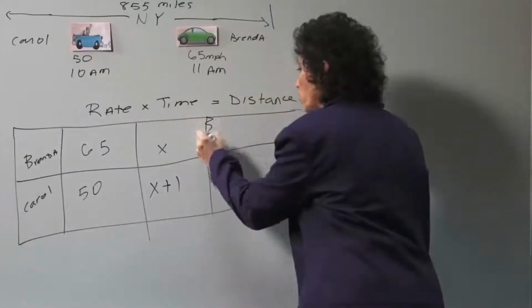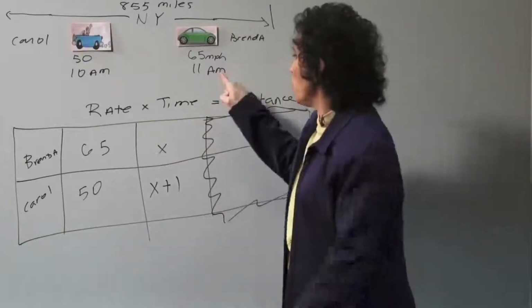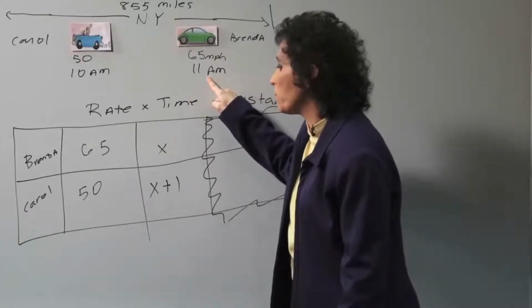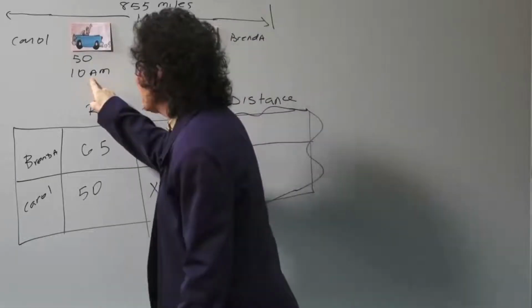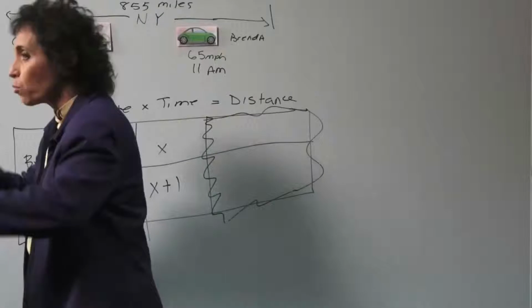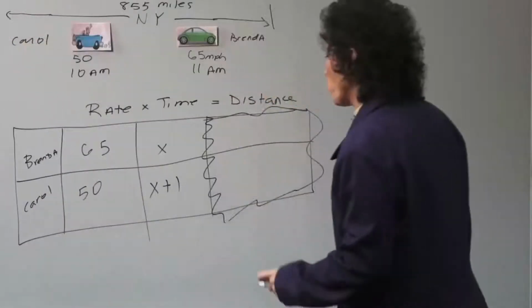So we squiggle. Be very careful about doing this. This is one more, so this gets the X plus 1. Be very careful about giving Brenda the X plus 1. Because just because it's 11 o'clock, we're not adding 1 to this. What we're saying is, I left at 10. I left earlier. I'm on the road longer. Okay, think about that. We have this guy left. We're squiggling.